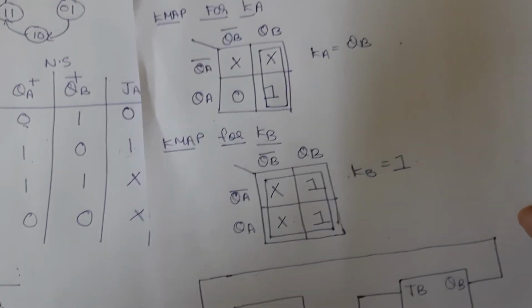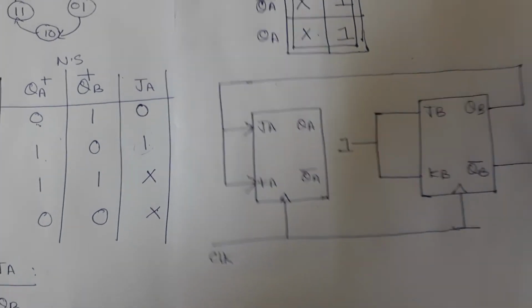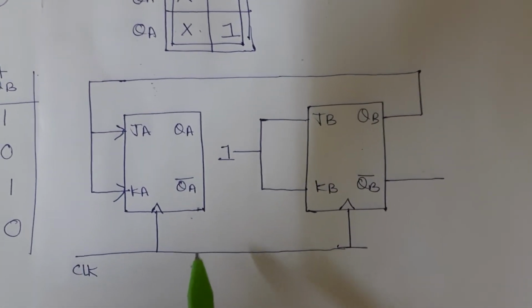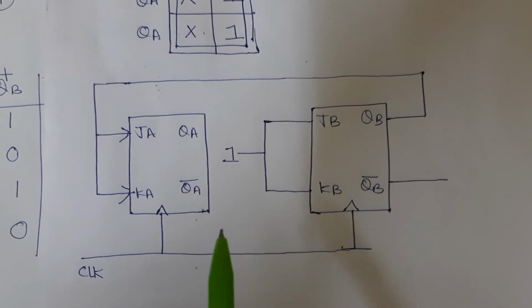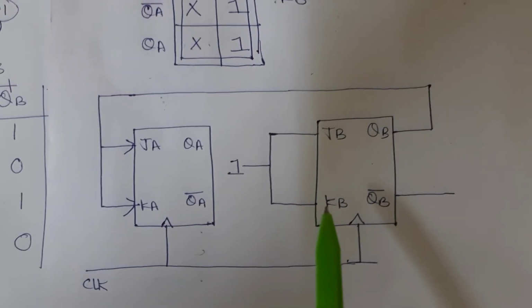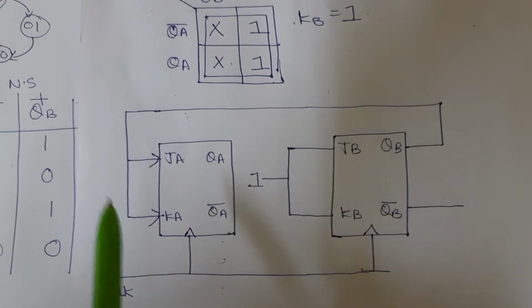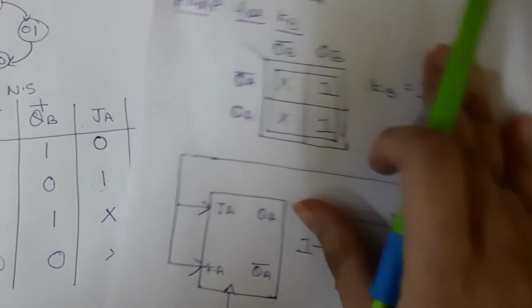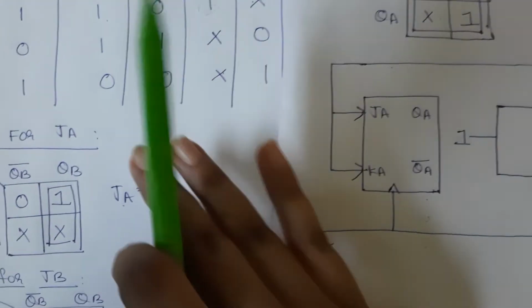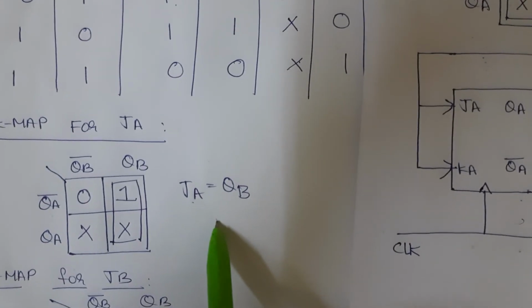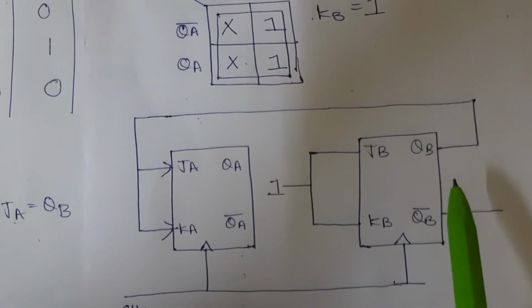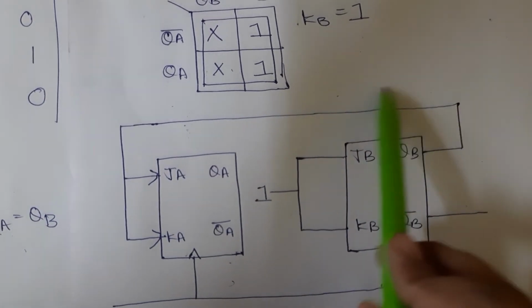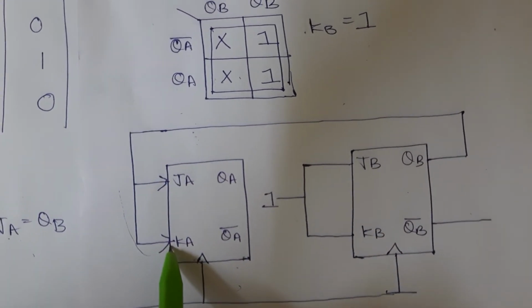So now we can proceed to draw the final circuit. Since it's a synchronous counter, my first step should be to give the same clock. So that is the first step. Now from the K map we found out that KA is QB and JA is also QB. So I will assign both KA and JA as QB. So the arrow will go like this.